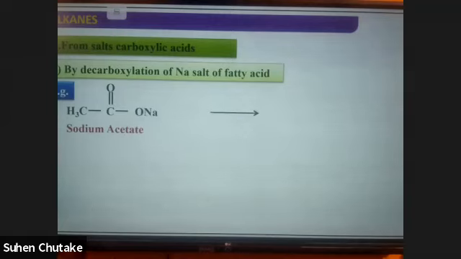Can you tell me the product? What's going to be the product? We're going to perform dry distillation and decarboxylation for this. What are we going to get? We've done this reaction a few seconds ago. Methane. Yes, we'll be getting methane.